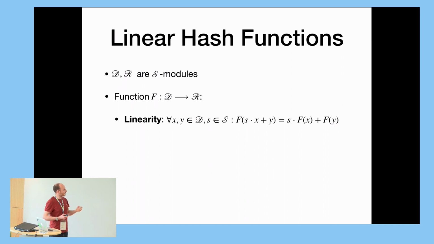And what it means is that for all x and y in the domain D, and for all scalars s in this set S here, we have the property that f evaluated on s times x plus y is the same as multiplying s with the image of x under f plus f of y. Okay, and of course, they wouldn't be hash functions if they weren't compressing, so this is also a requirement, and they should also be collision resistant.